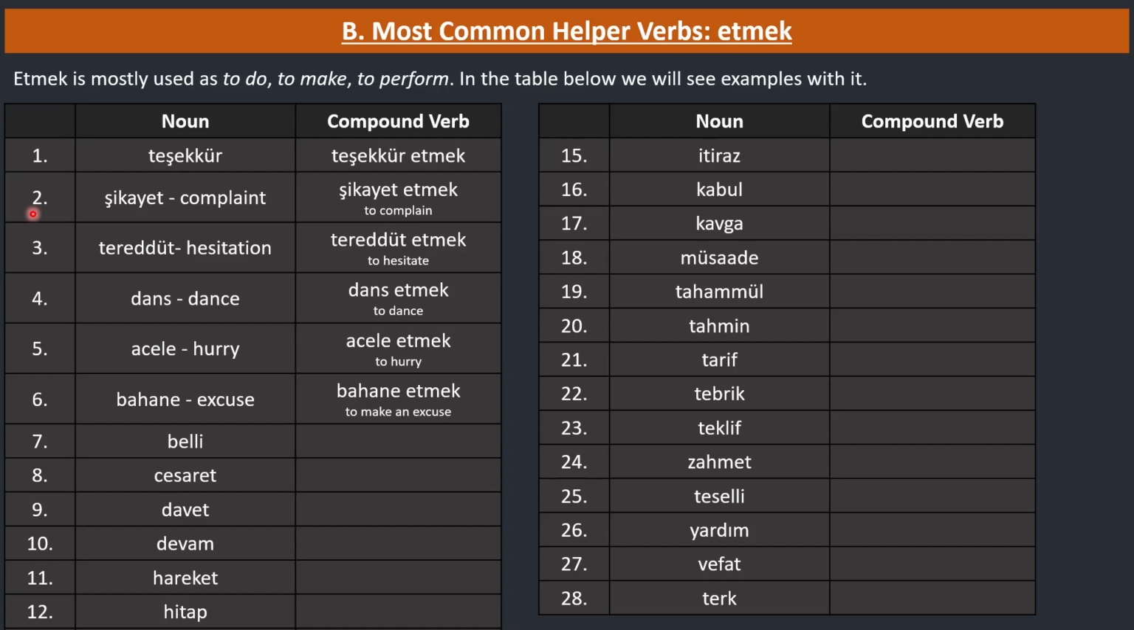Okay? Next one. Belli. As a noun, what's belli? Actually, it could be used as an adjective. Yeah, let's go with an adjective. It doesn't have to be a noun. We have obvious, belli, clear, certain, evident, particular. Yes, you can all use these. And belli etmek.